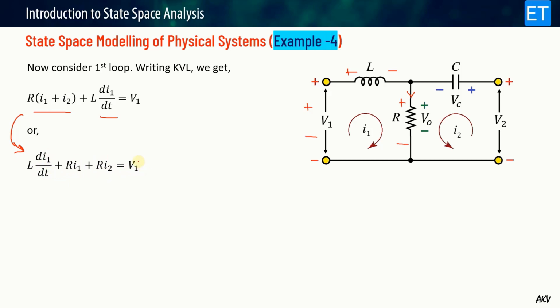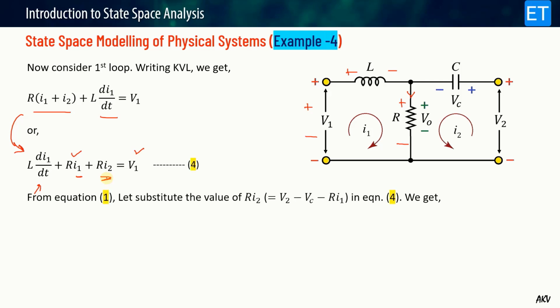Now let me check again those two conditions, that it should have only the one d by dt term. Yes, it has only the one d by dt term. And second is that all other variables must be the state variables or input. So let's check. V1 is the source, okay. I1 is the state variable, but what about this? I2 is not a state variable. So to satisfy the second condition, I have to replace I2, in such a way that I satisfy those two conditions. So let me show how to replace this I2.